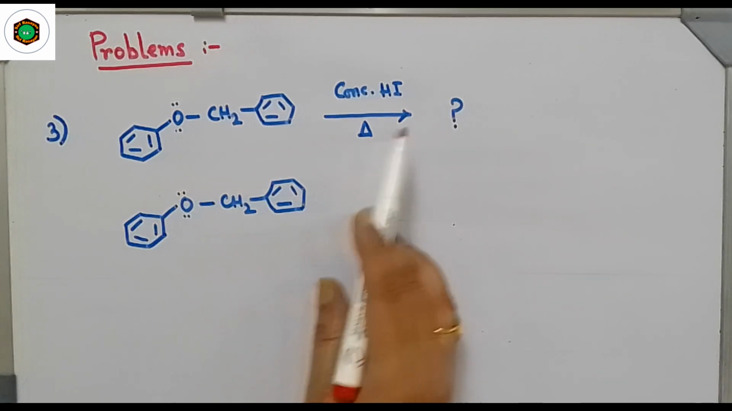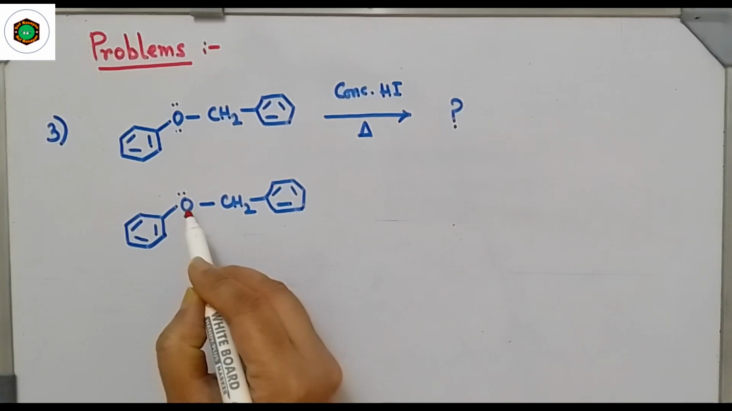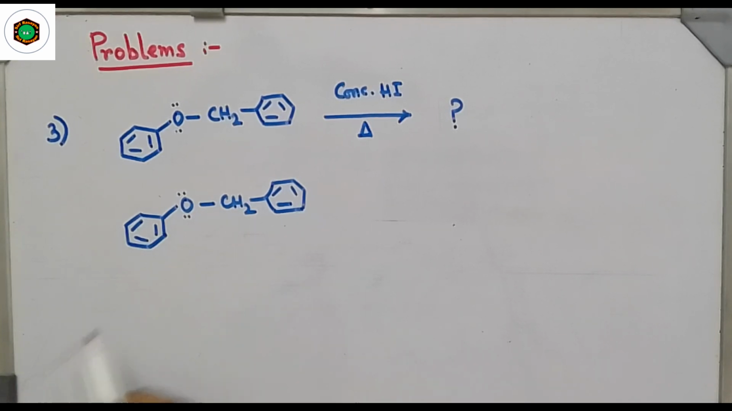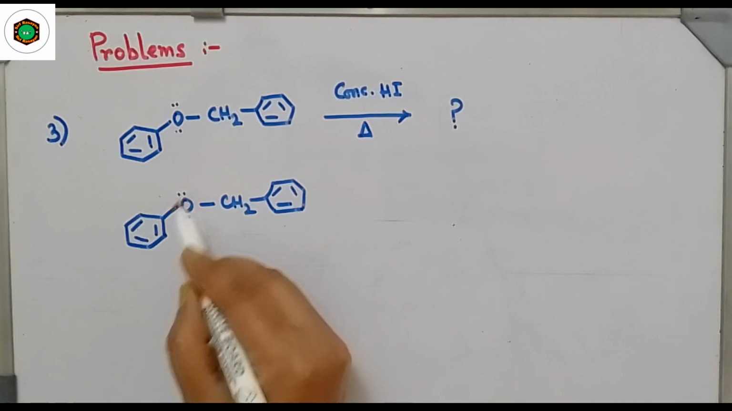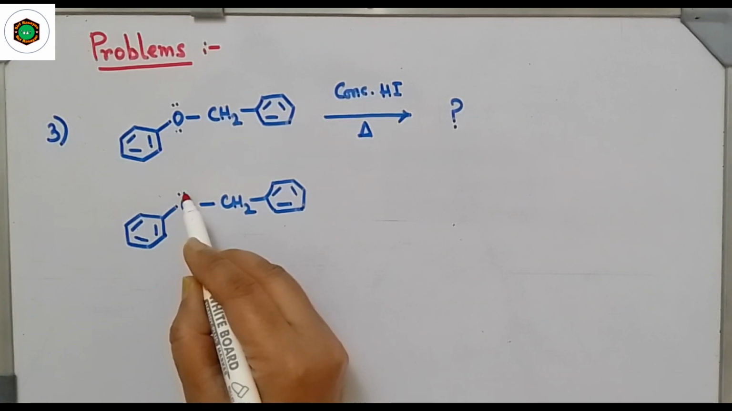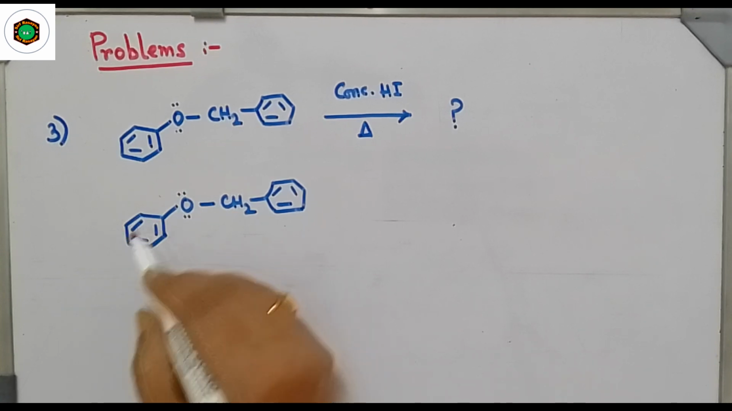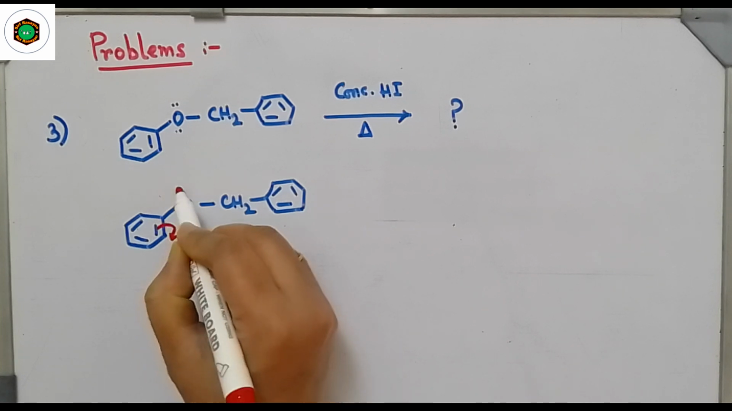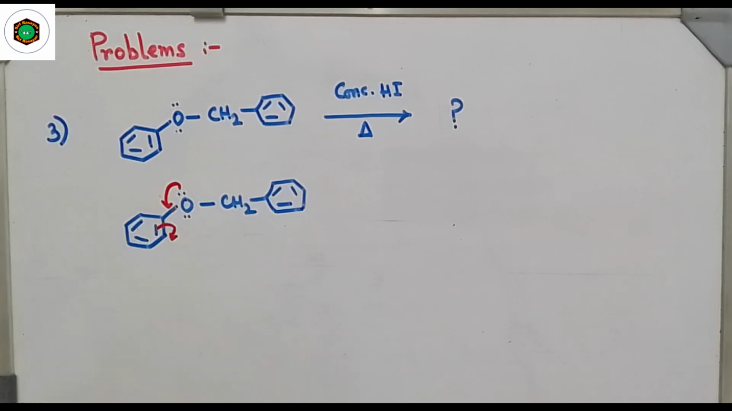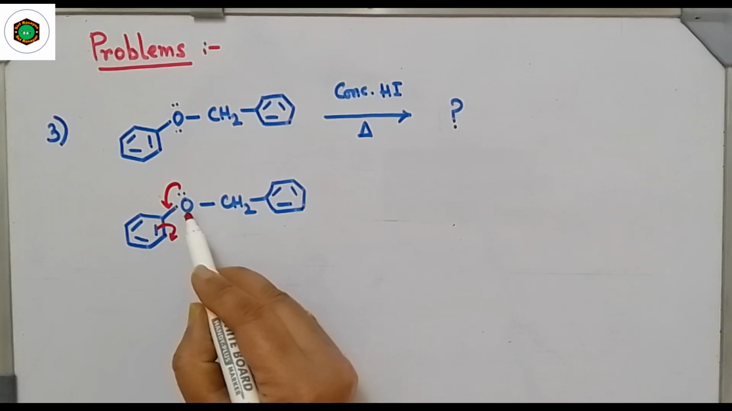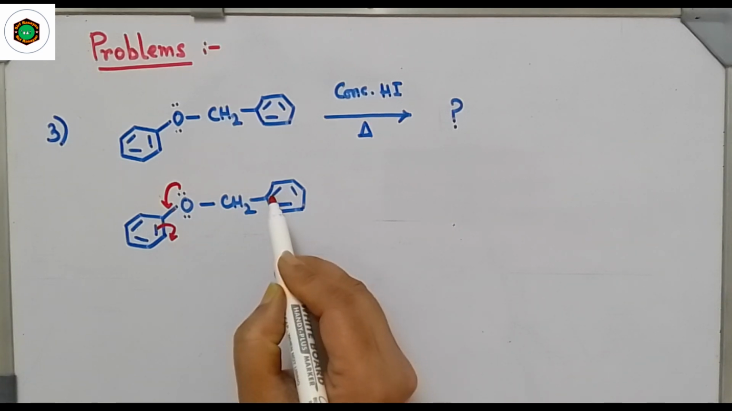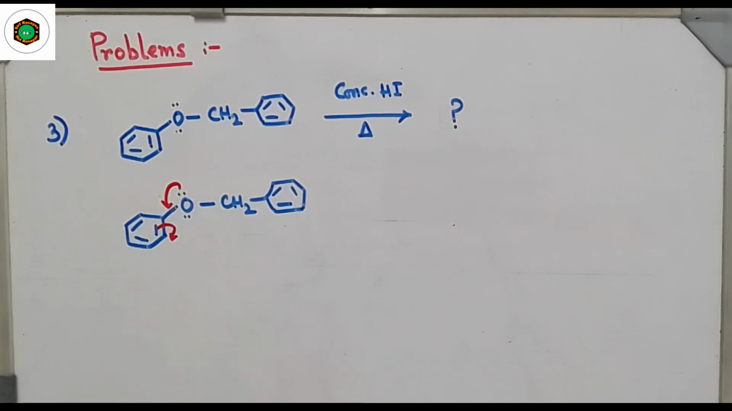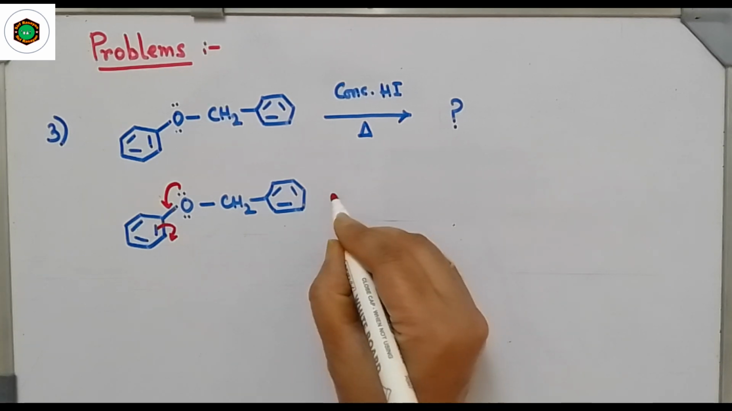Now see, in this ether, here oxygen is attached to one primary carbon and it is attached here to a benzene ring. Since these two are in conjugation, meaning the lone pair of electrons and the pi bonds of the benzene ring are in conjugation, this bond, due to this type of resonance, has some double bond character, so it's very difficult to break this bond. But this lone pair of electrons is not in conjugation with this benzene ring due to this carbon atom.